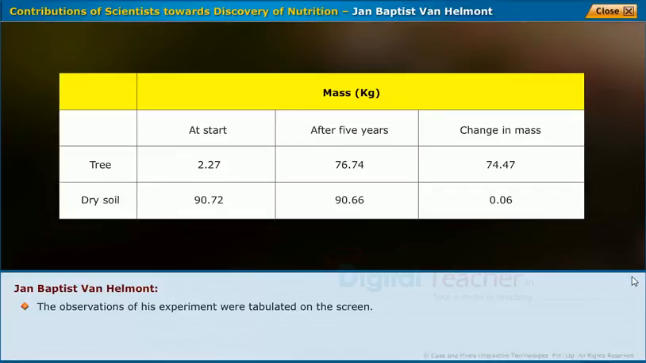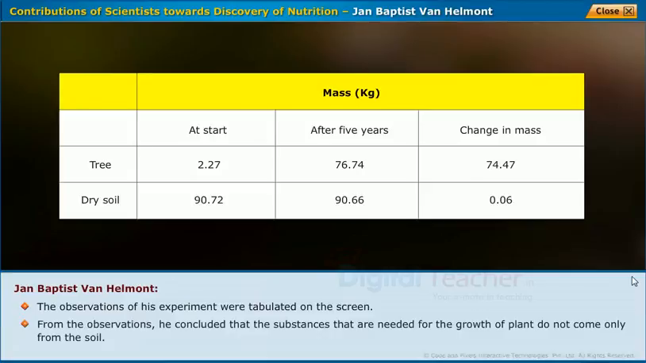The observations of his experiment are tabulated on the screen. From the observations, he concluded that the substances that are needed for the growth of the plant do not come only from the soil. The plant grows because of the water it acquires.